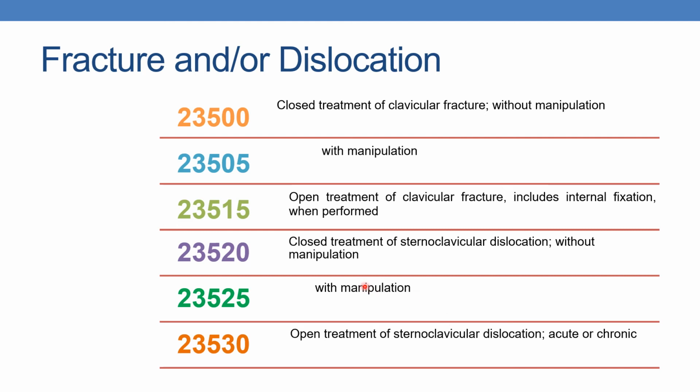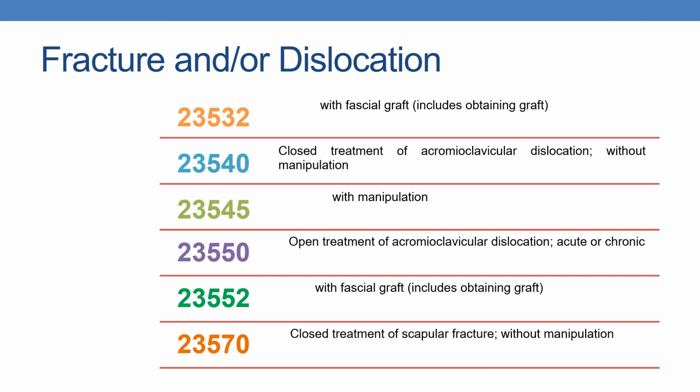Previously, 23520 is without manipulation. Next, 23525 is with manipulation. The next code is 23530, open treatment of sternoclavicular dislocation, acute or chronic. The next CPT is 23532, which is nothing but open treatment of sternoclavicular dislocation, acute or chronic, with the facial graft.